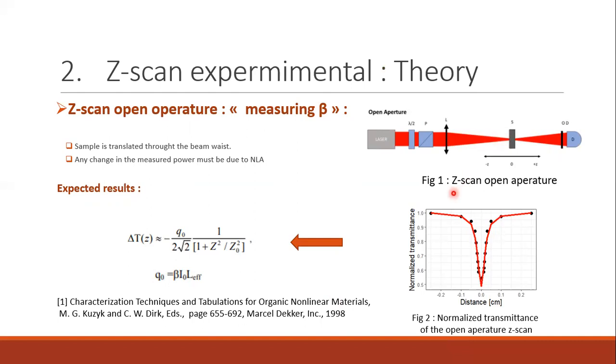A typical figure of the Z-scan open aperture is presented here. As we see, when the sample is far from the beam waist, it's almost constant here. As soon as it approaches the beam waist, we see a decrease in the transmission, which is due to the beta. We can easily fit and extract the beta using this equation here.